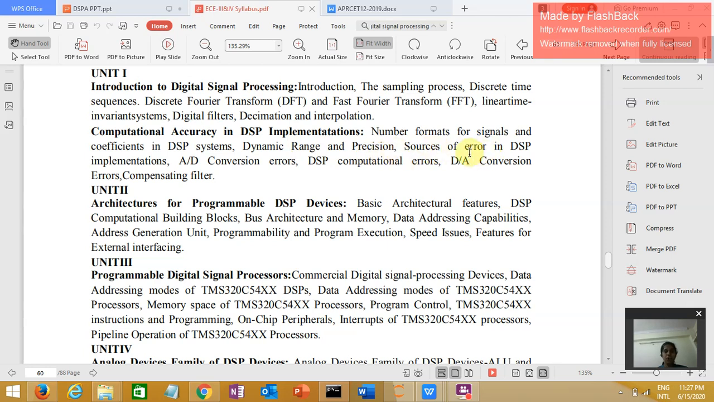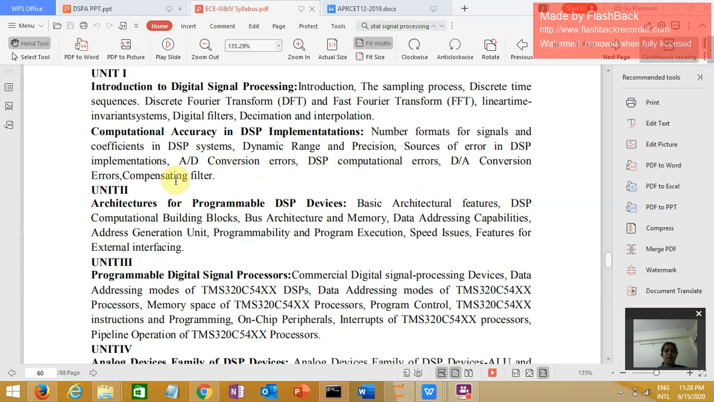And we are going to discuss the sources of errors in DSP implementations. Some of the errors occur at the A to D converter while the processing is going on, and some of the errors occur in D to A conversion. A few errors I would like to mention here are quantization error and rounding off errors, which we will be discussing in this area.